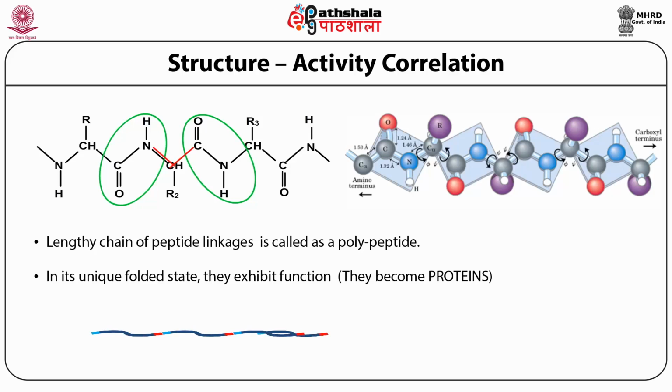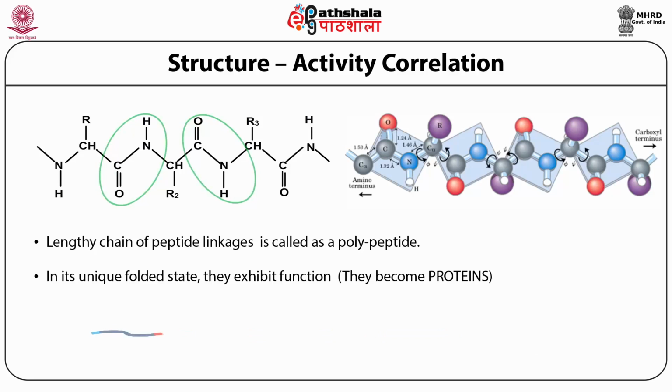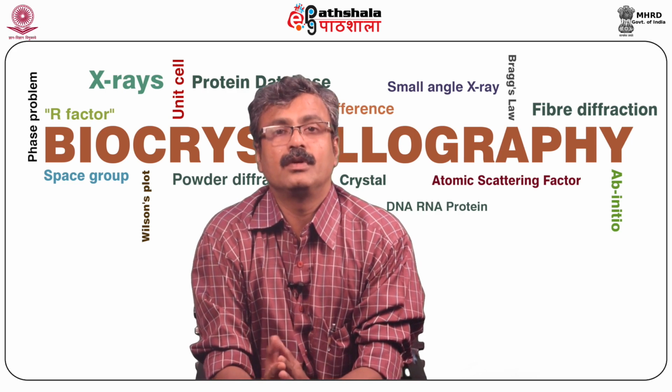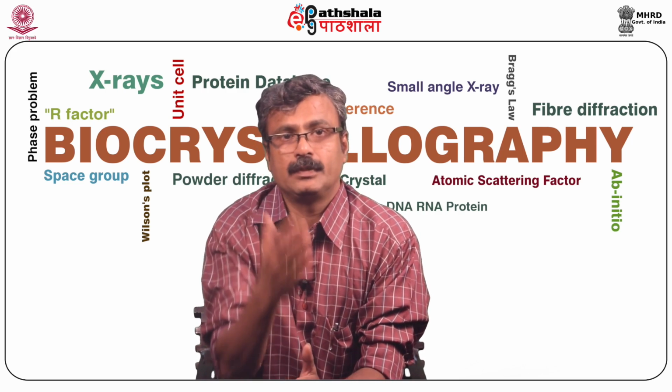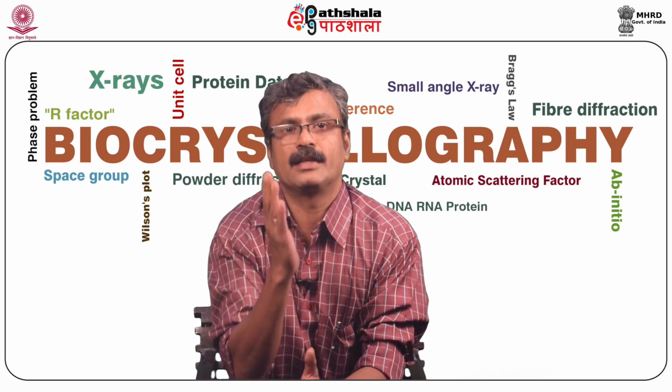Now each protein has its own structure. That's why it exhibits its own function. So structure always determines the function. That's what we call structure activity correlation, or structure function correlation, or structure activity relationship. We said proteins have to have their own three-dimensional structure to exhibit function. That means if you want to explain the function, we should understand the structure.